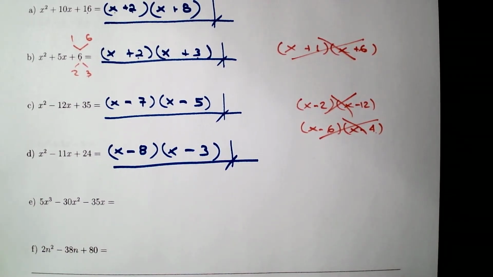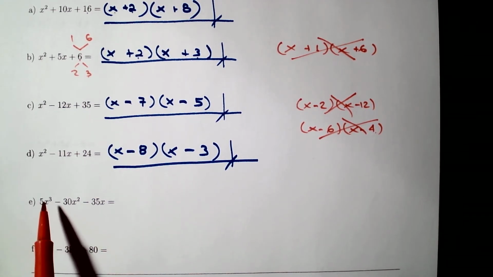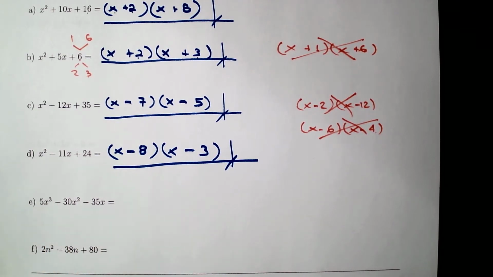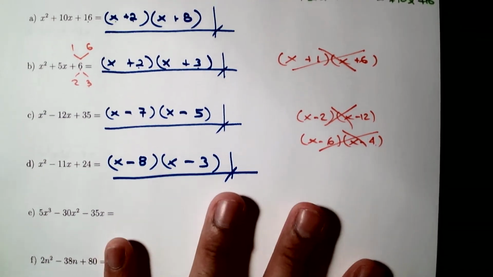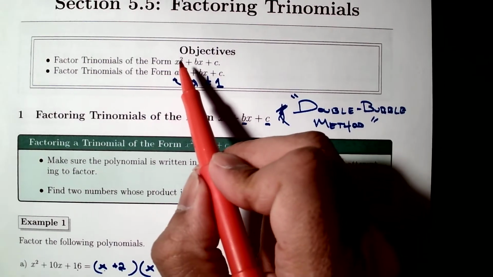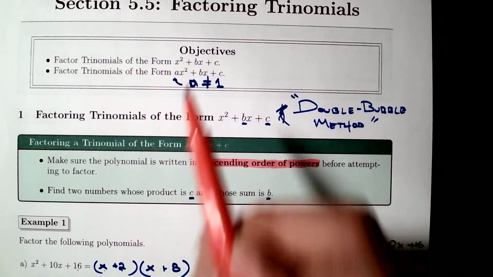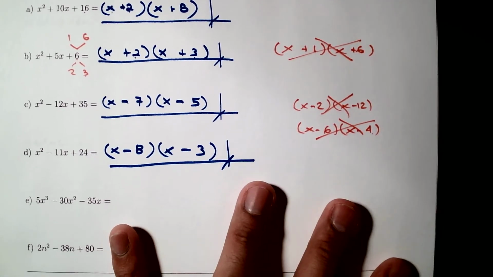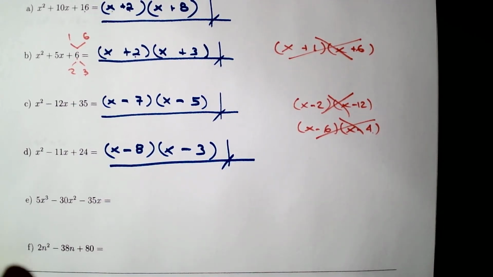Now, let's look at letter E. For letter E, number 1, notice, as opposed to examples A through D, we have a third degree polynomial. But were we not supposed to factor polynomials of second degree? Well, in this case, we need to do something first before actually doing that factoring. We need to do the GCF.